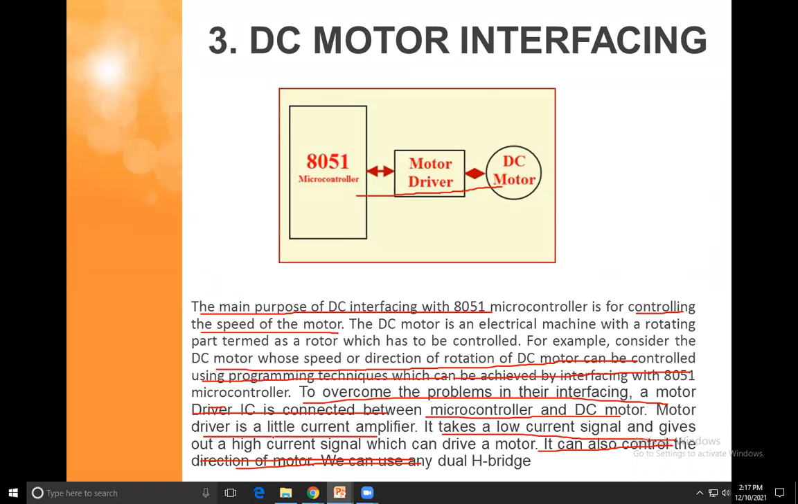To overcome the problem of current capacity, we have connected a motor driver circuit which increases the current. When a low current is input, it outputs a high current. That's why your motor will rotate. It also controls the direction of the motor. What is the direction of the motor? You can rotate the motor in the clockwise direction, or you can rotate it in the anti-clockwise direction. So the direction of the motor can be controlled by using this interfacing of the 8051 with the DC motor.